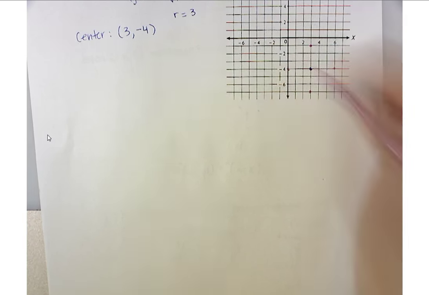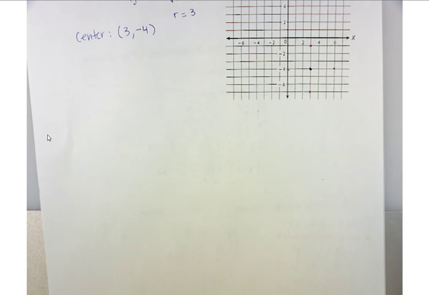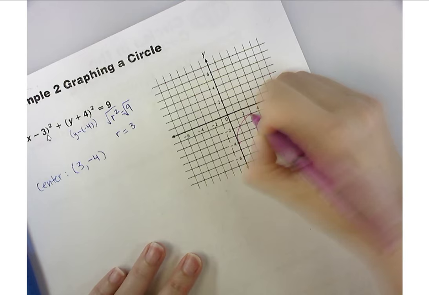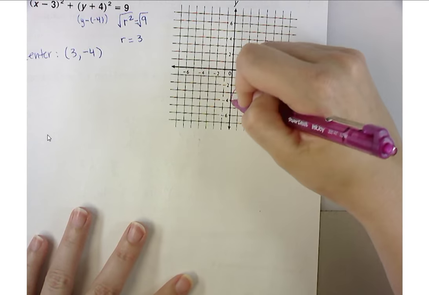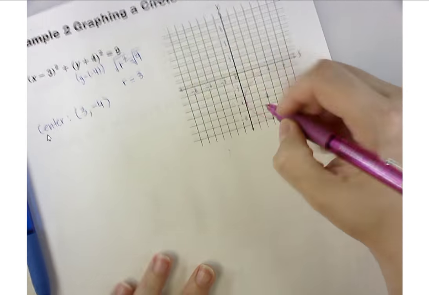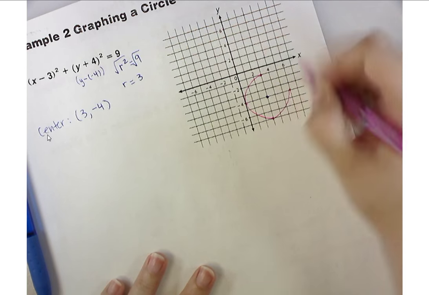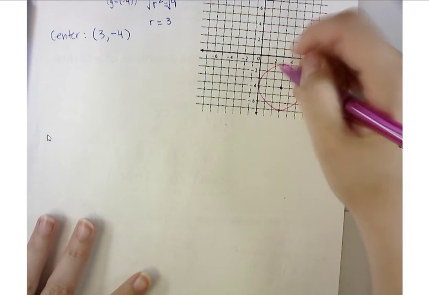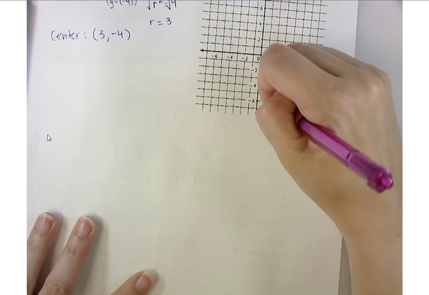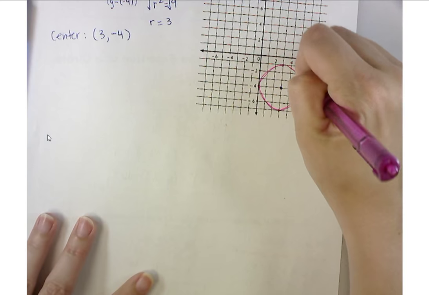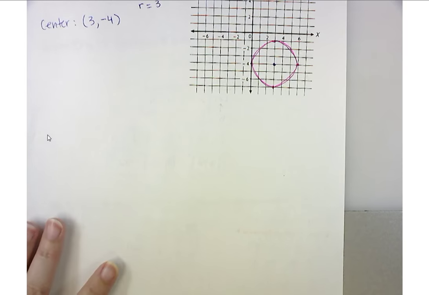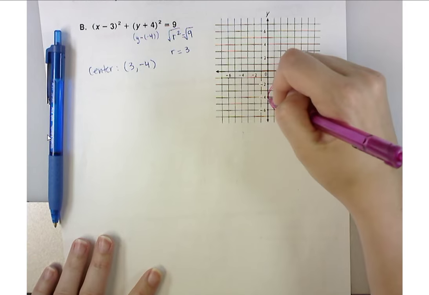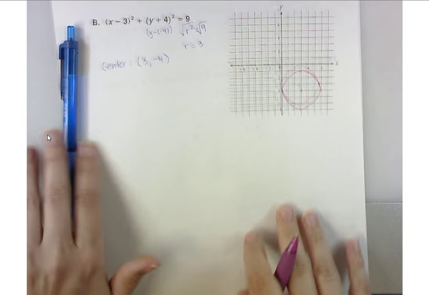Okay, and then when you connect this, I just find it easiest to connect 2 at a time to get your shape. And there is your circle. You can also, sometimes what I'll do is dash lines, and then I'll connect the points.